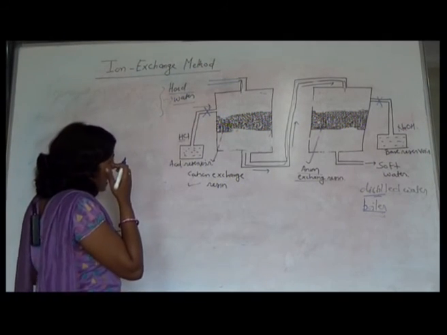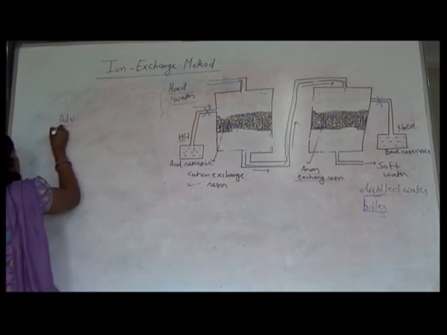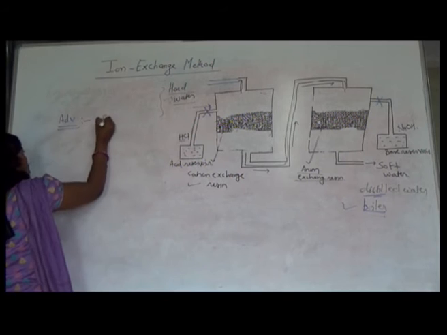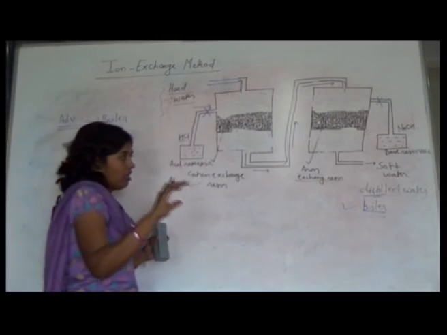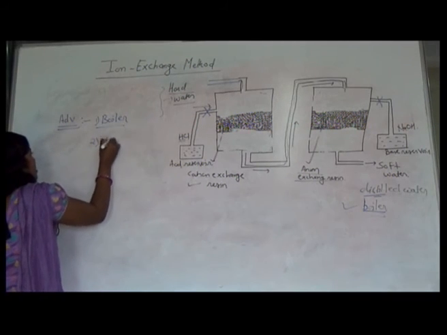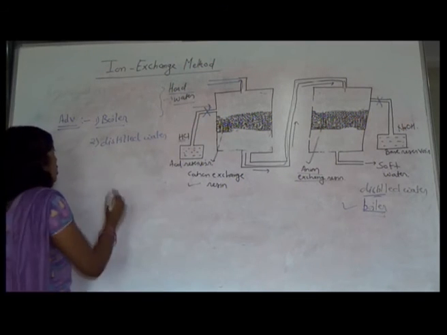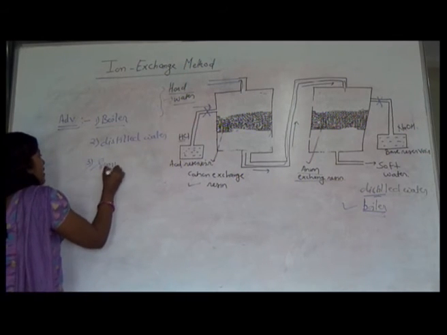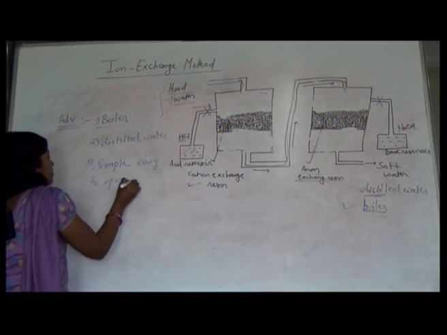Now then, what about the advantages or disadvantages of this method? So the first advantage is that water can be used for the boiler purpose, because it is totally free from the cations or the anions causing hardness, just like distilled water, highly pure water. So two advantages. What is the third advantage? That method is simple or easy to operate. It is easy to operate.